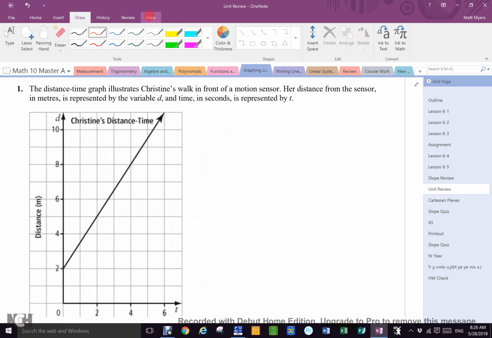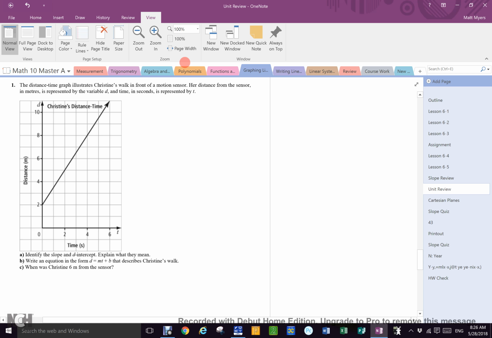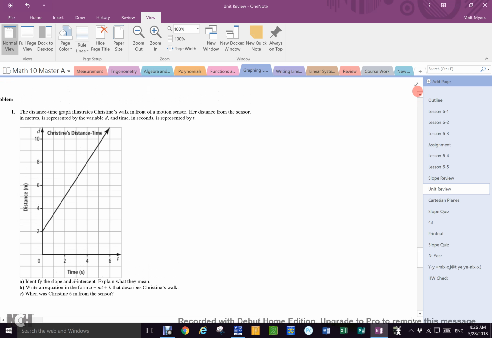I'm going to shrink this down a little so it is all visible on the screen at once. A distance time graph illustrates Christine's walk in front of a motion sensor. Her distance from the sensor in meters is represented by d and time in seconds by t. Identify the slope and the d-intercept and explain what they mean.